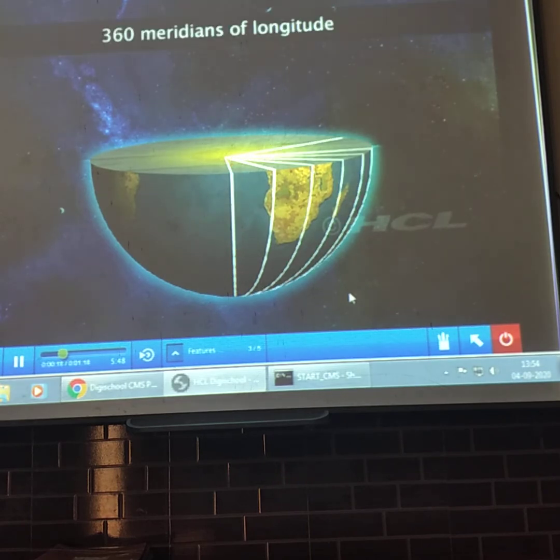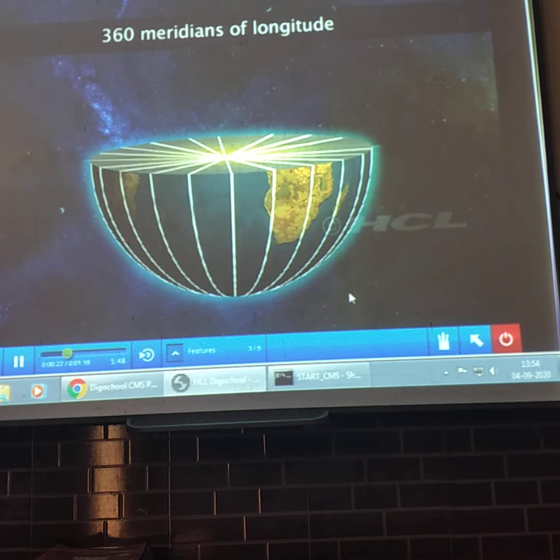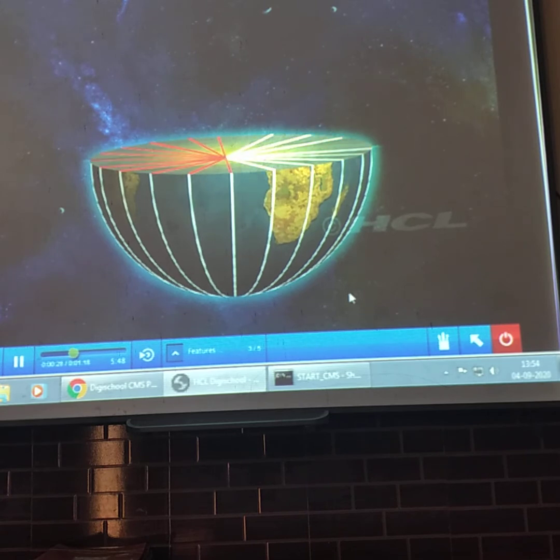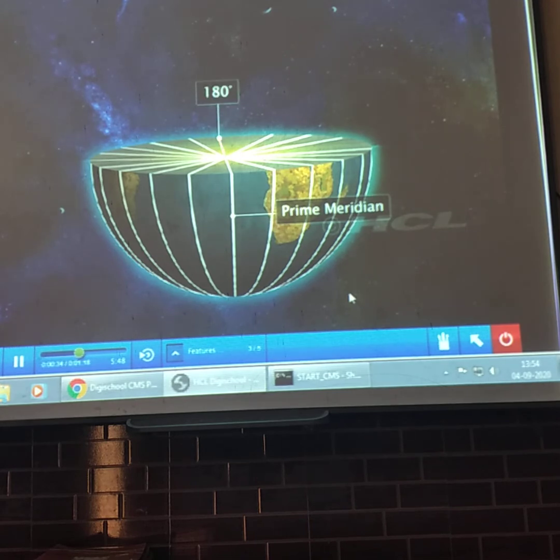Thus, there are 360 meridians of longitude covering the circumference of the Earth, 180 each to the east and west of the prime meridian. As the 180 degree longitude is the same line to the east as well as the west of the prime meridian, this longitude is not suffixed by the letters E or W.